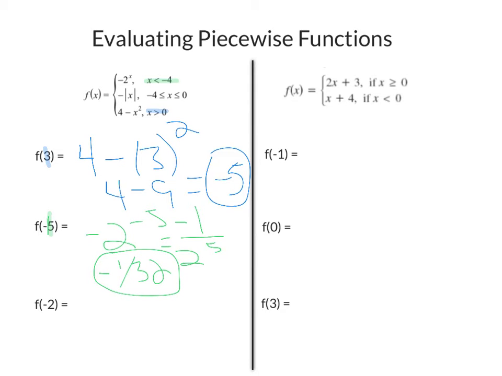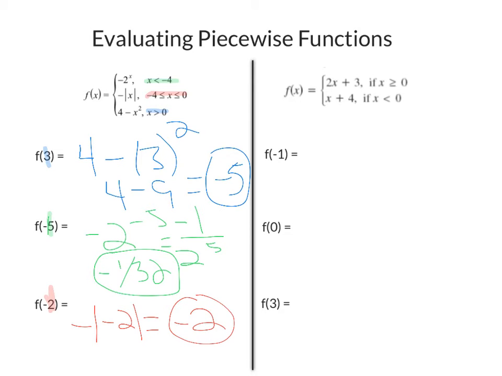And then if I look at the last one for this example, I'm trying to find f of negative 2. Well, negative 2 falls between negative 4 and 0, so it fits into this part of our domain. So I would plug it into the rule negative absolute value of x. So I have negative absolute value of negative 2. The absolute value of negative 2 is 2. The negative out in front makes it negative overall. So f of negative 2 is equal to negative 2.